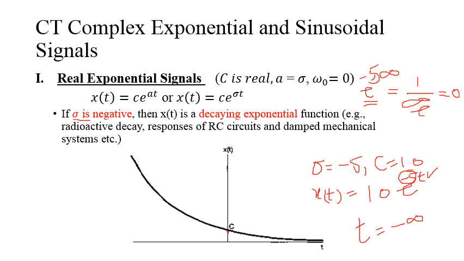So you understand, when sigma is negative, the resulting exponential signal will be decaying, right? So it will be a decaying exponential signal. Examples of decaying exponential signals are radioactive decay, responses of RC circuits, I hope you have done this in your circuits course, and damped mechanical systems.